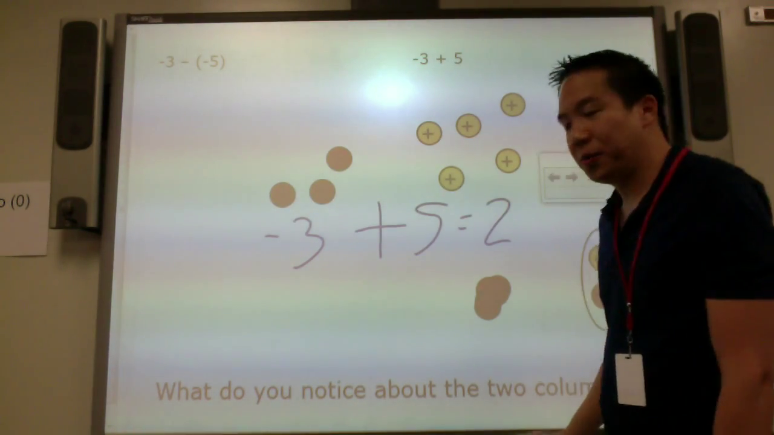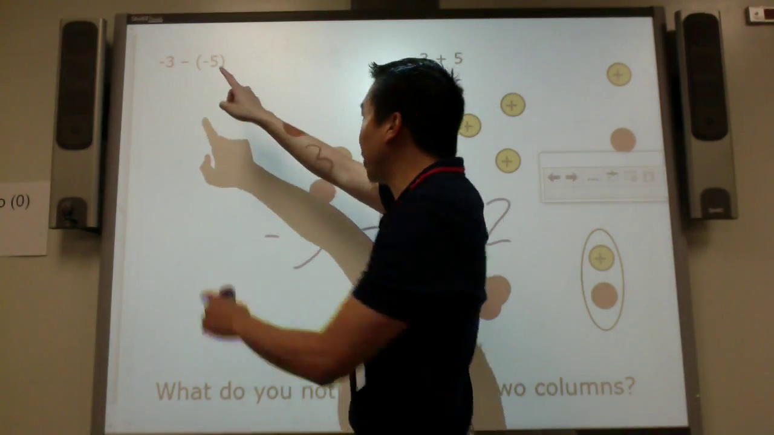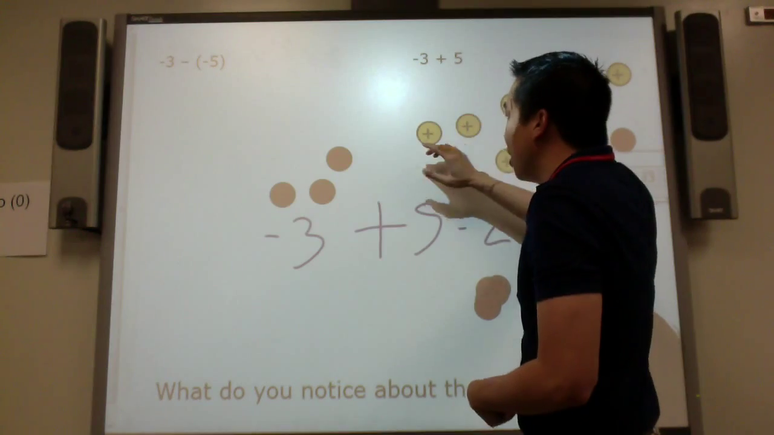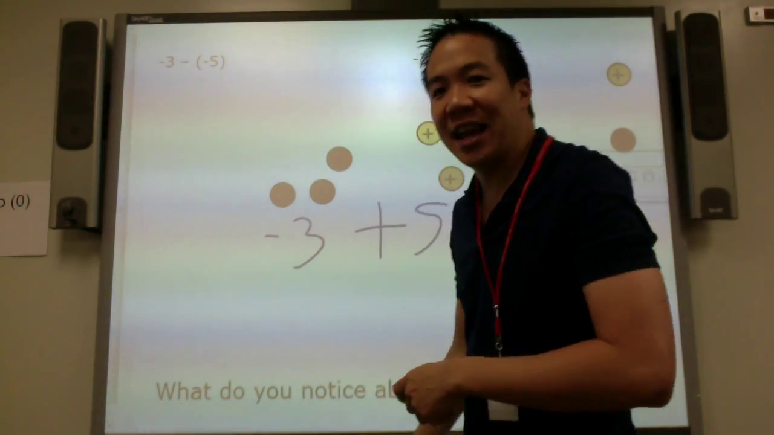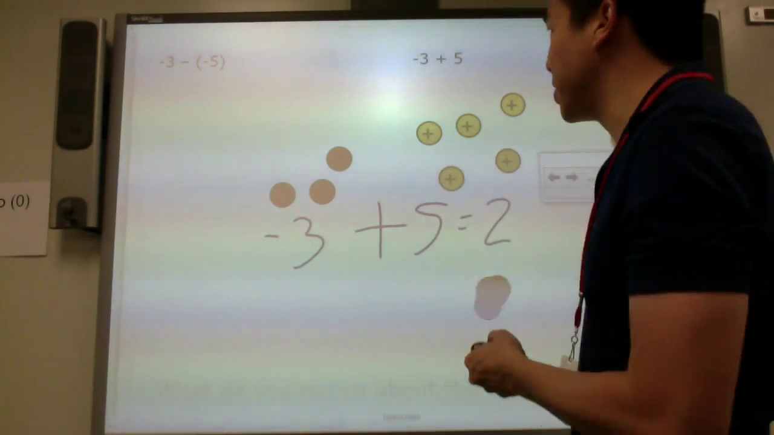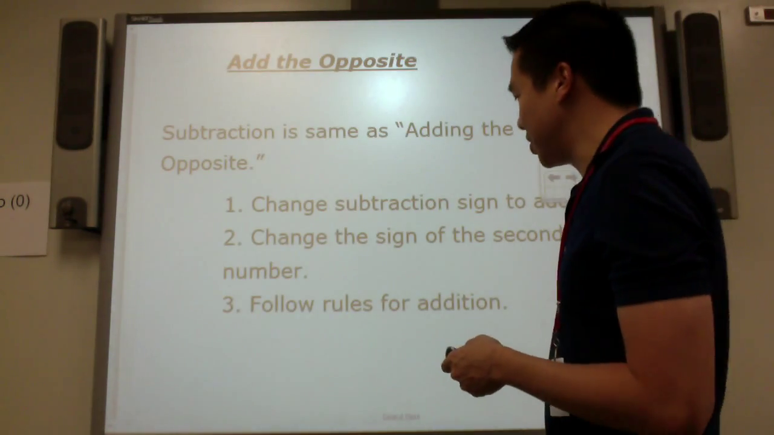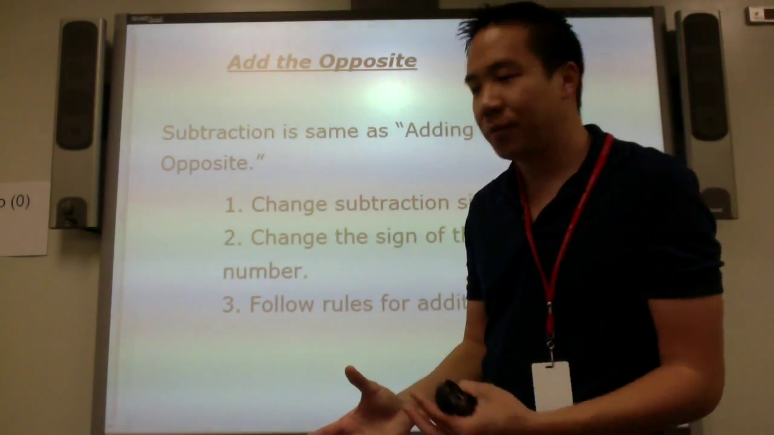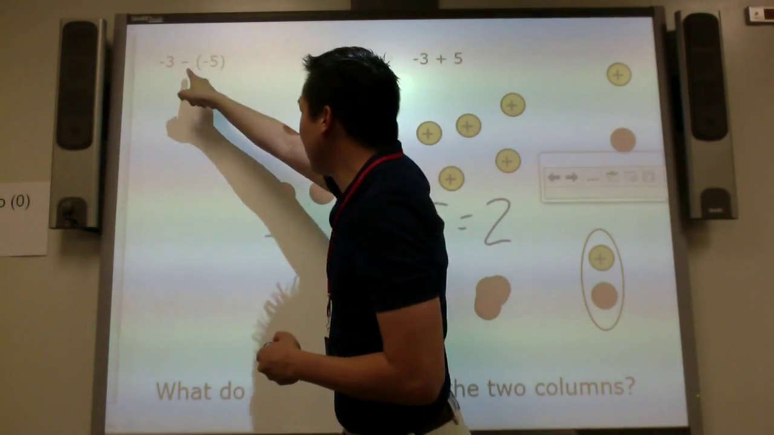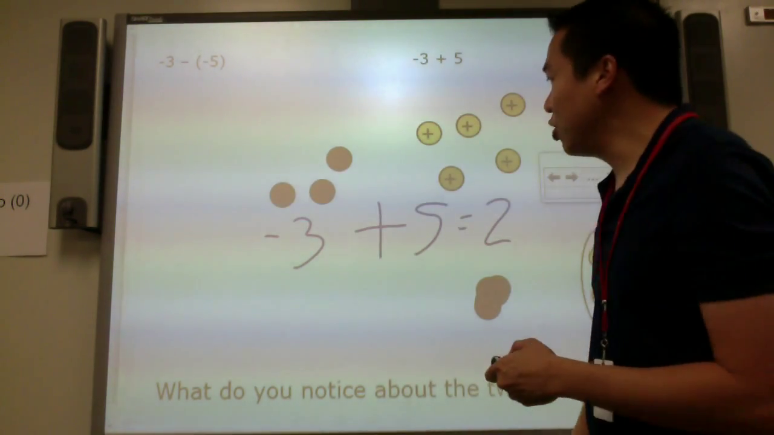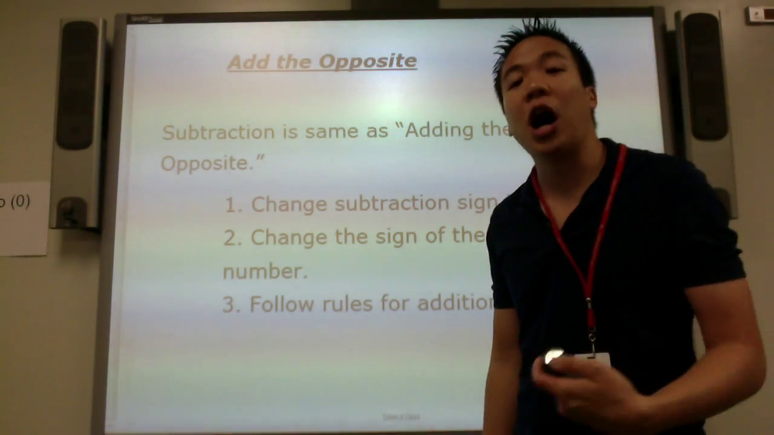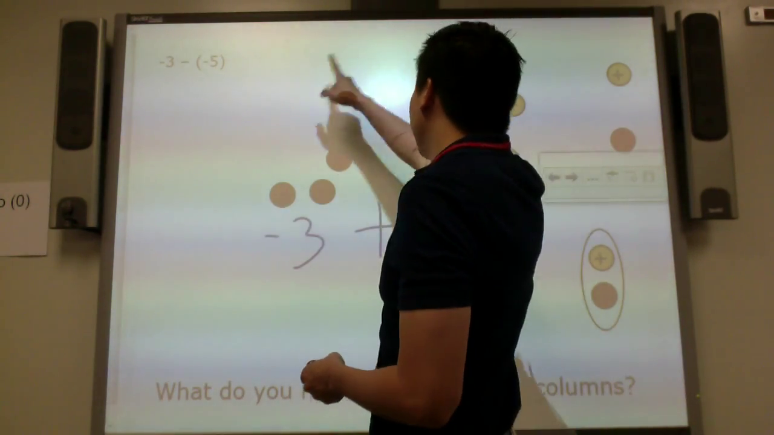So what do you know? I started with negative 3. You're adding 5. 5 is the opposite of negative 5. So what we're going to talk about, subtracting integers, is adding the opposite. So add the opposite. You start with your initial number. Then you change the subtraction sign to addition. Then you change the sign of the second number, in other words do the opposite of the second number. The opposite of negative 5 is 5.